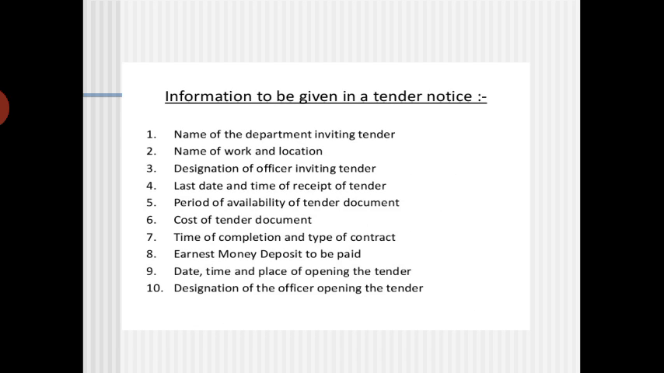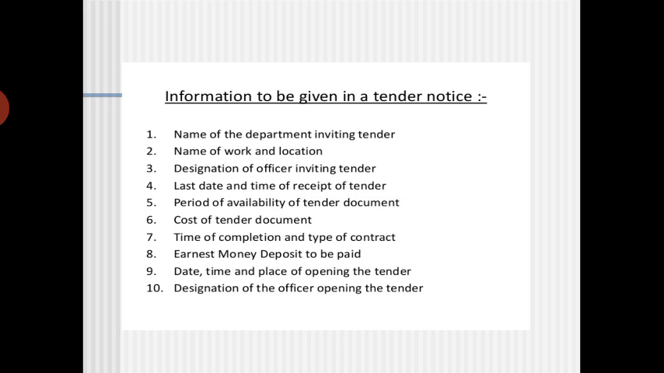On that you have to write it and you have to submit it. So then, information to be given in a tender notice. So what is all the information that has to be given for a tender notice? So the first one is the name of the department inviting tender, that has to be given. Name of the work and the location. Designation of the officer inviting tender.